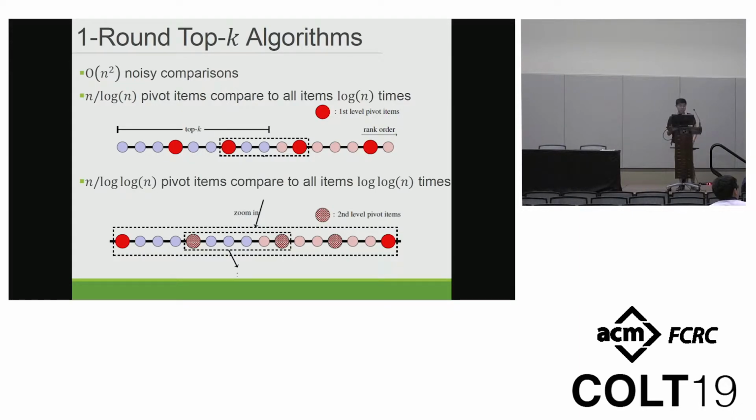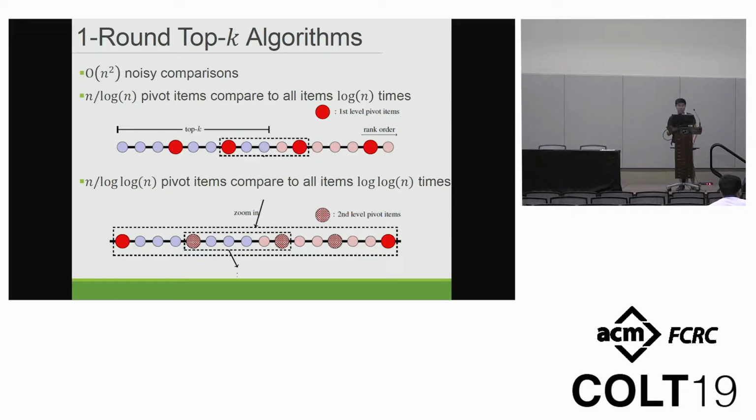So we just use a second level of pivot items. We pick n over log n pivot items and compare them to all items log n times. There are two things to notice here. First, these second-level pivot items are only used to deal with the log n items left in the chunk from the first level. So repeating each comparison log n times will be good enough to achieve an overall good success probability.